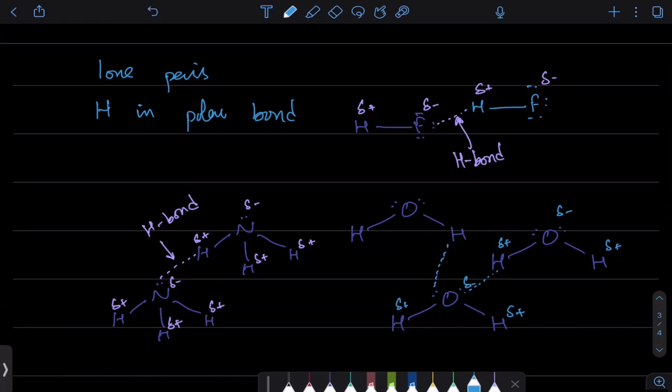Which means that this combination of high electronegativity difference, that is, high polarity, and small size of hydrogen makes it a really strong intermolecular force. And so water is able to have a way higher boiling point than any of the other hydrides in its group. And same for the others.